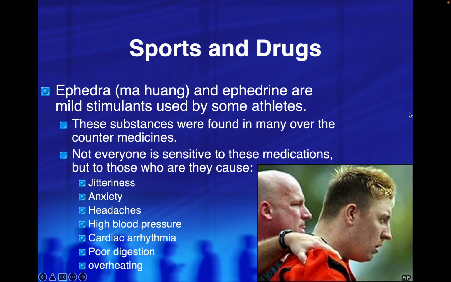This is an individual that actually died from using mahuang. He was a pitcher for the Cleveland Indians, and he was using it while he was pitching, and then when he went off the field, he died of cardiac arrest. And when they checked him, they found out that he had been using mahuang.